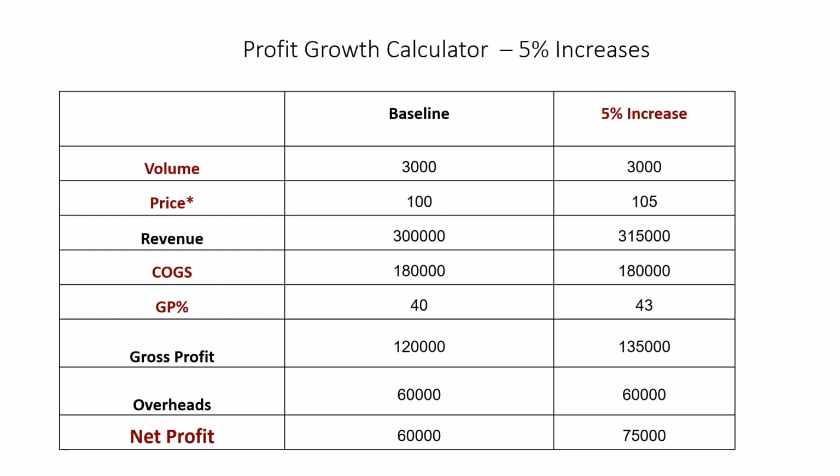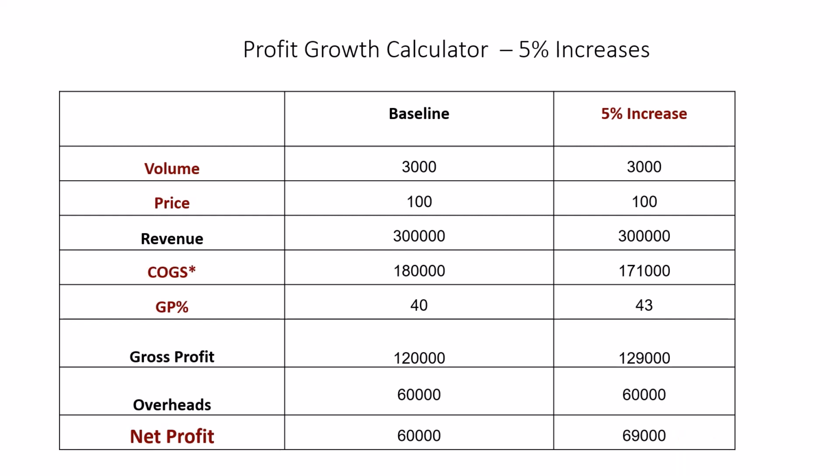Our overheads don't change again because we're not changing, well, basically our overheads don't change. So our net profit now goes from 60,000 to 75,000. Now that is a 25% increase, which is hugely better than the previous one.